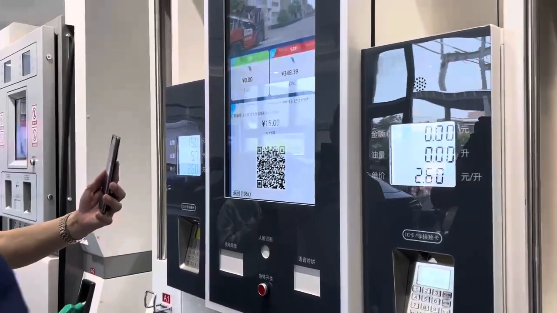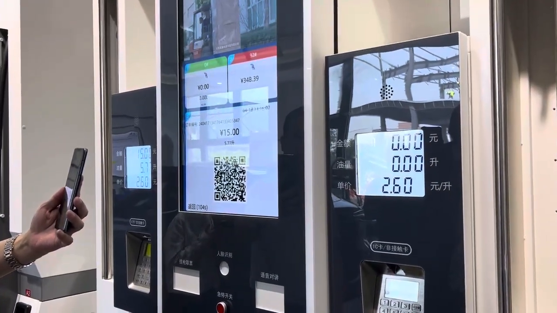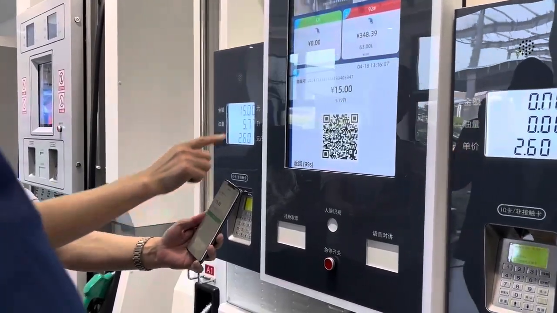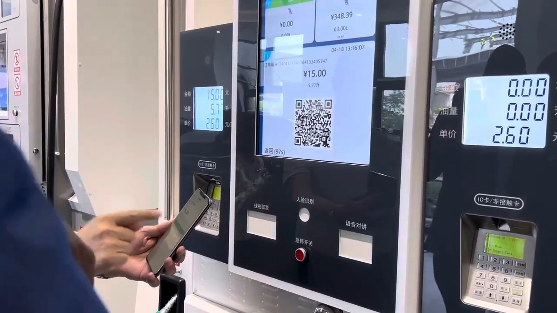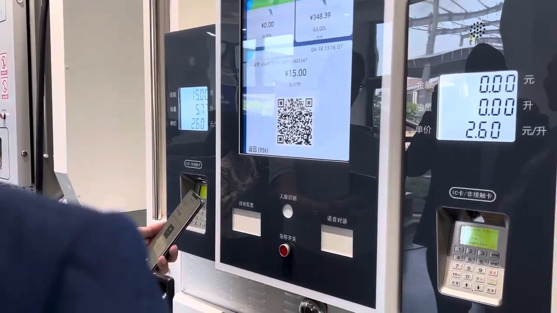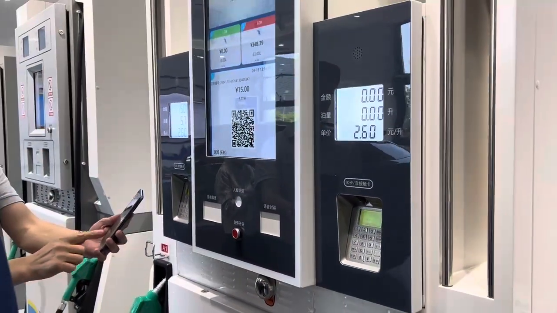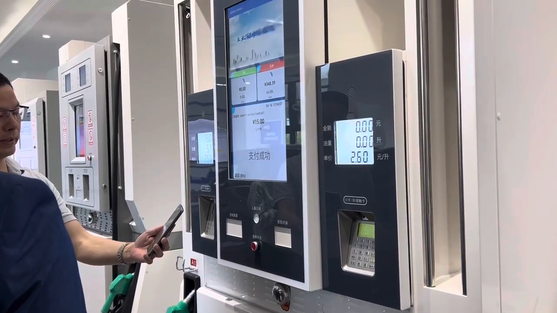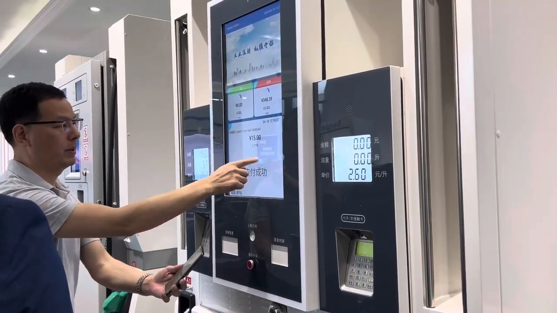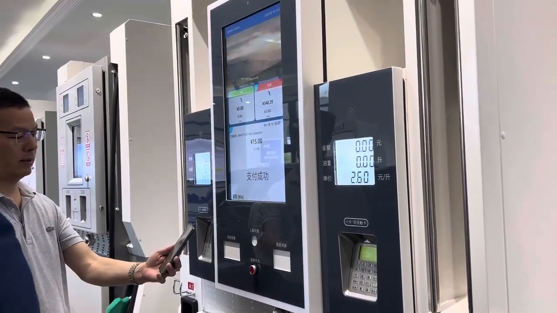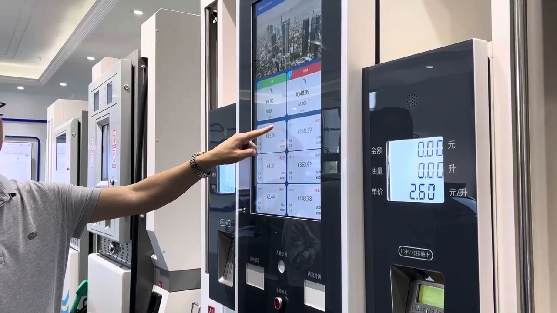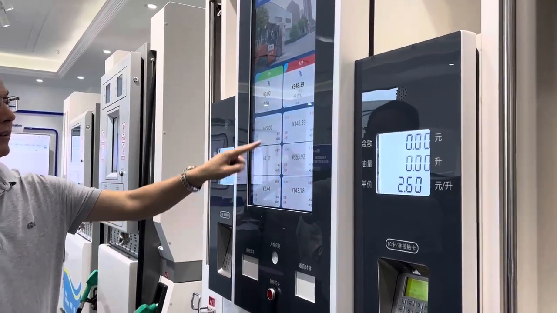I scan. After I scan, look, I just confirm the amount that comes. Okay. 15. It's paid. And then you put my password. Okay, payment complete. See, now it changed. Payment complete.